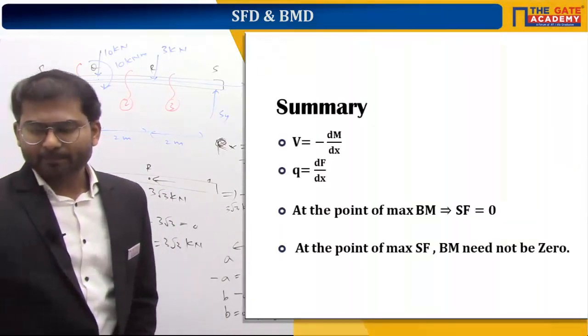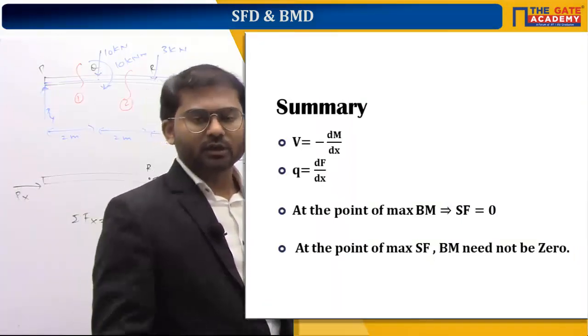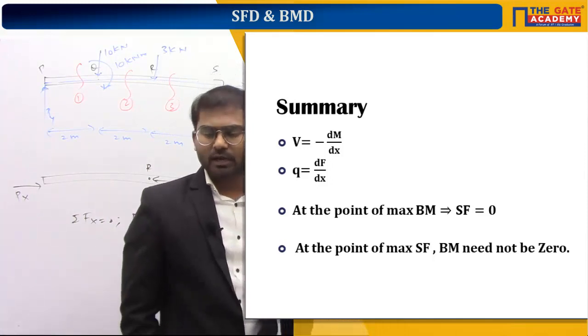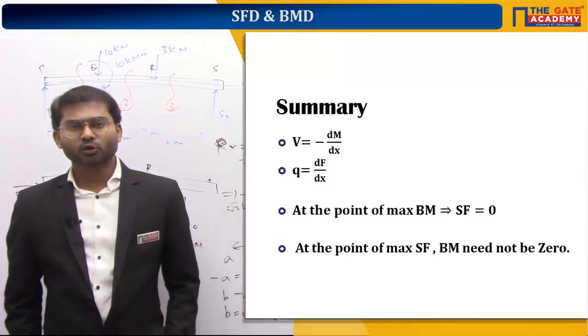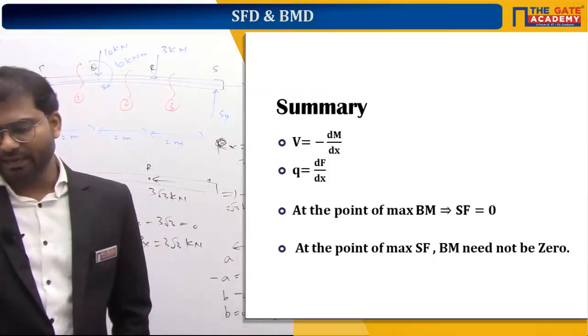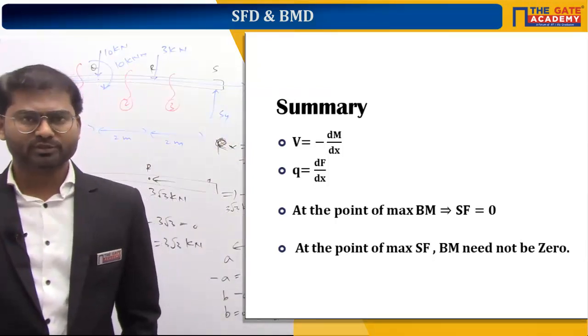So you can see the summary. We got the slope of the bending moment diagram is equal to the shear force magnitude. The slope of the shear force diagram is equal to the load intensity. At the point of maximum bending moment the shear force is 0, and at the point of maximum shear force the bending moment need not be 0.